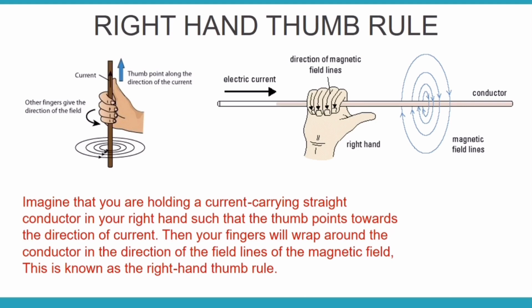You could see a person holding a wire in which the thumb represents the current and the wrapped fingers represent the direction of the magnetic field. This is the way we have to use in order to determine the direction of the magnetic field.